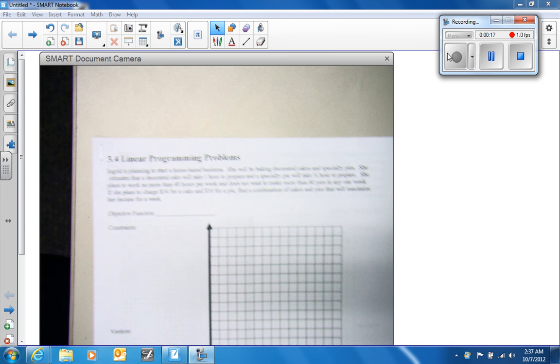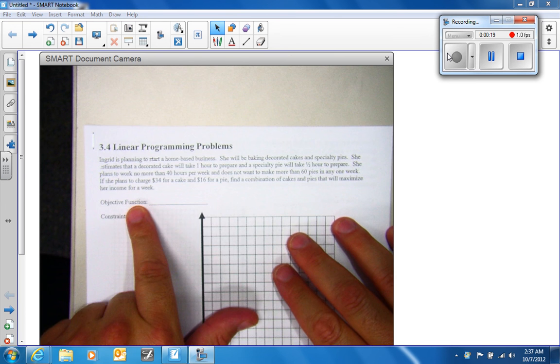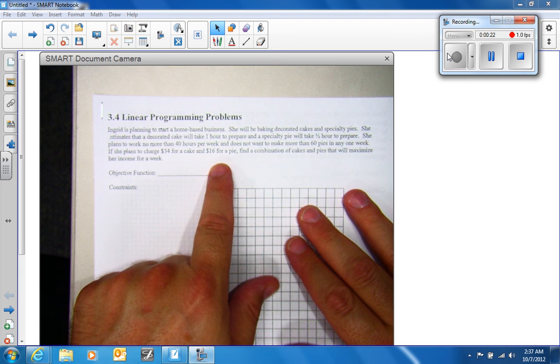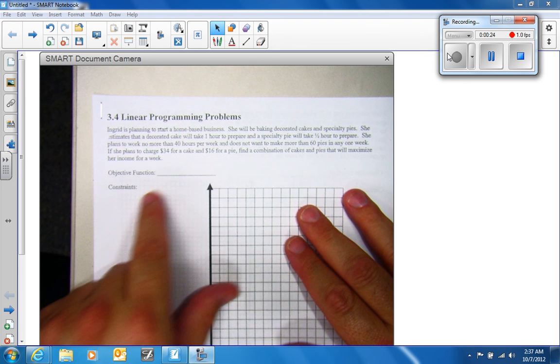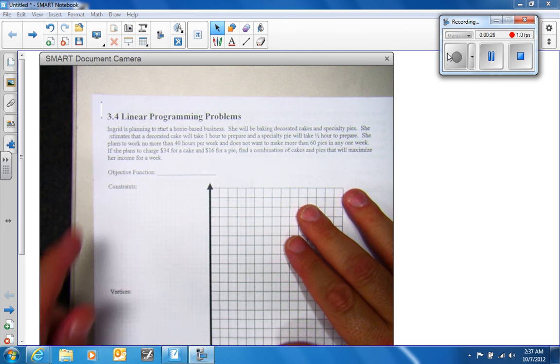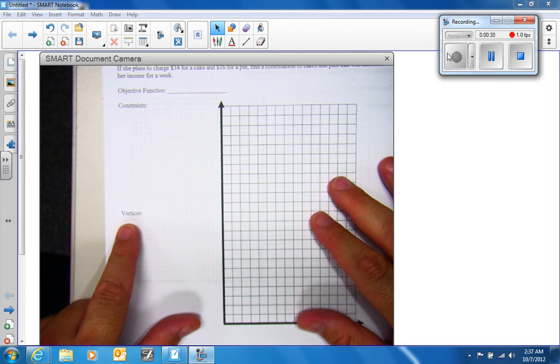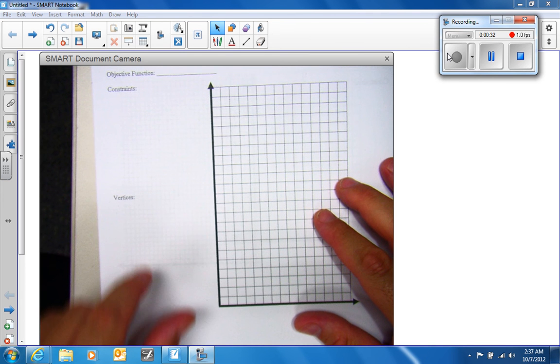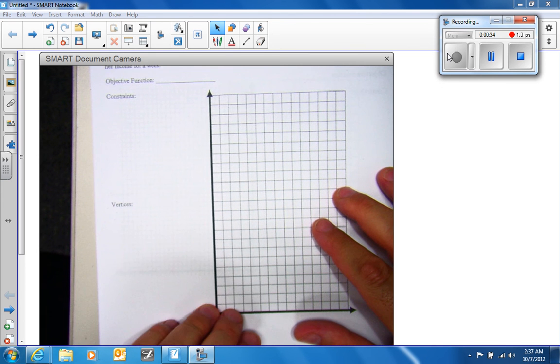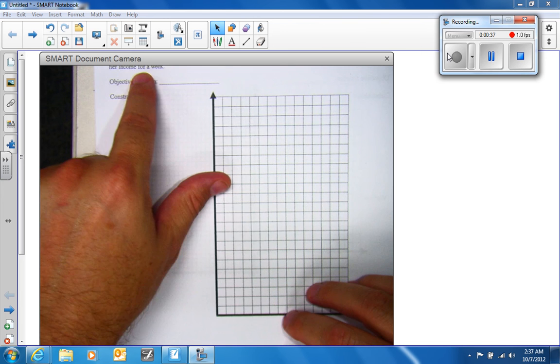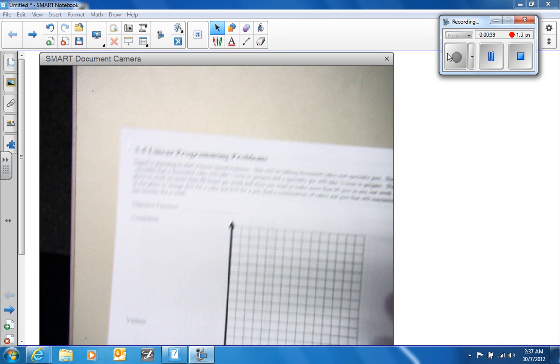What you're going to do is you need to find the objective function, which is usually in the last sentence. Look within the problem for the constraints, and then once you graph it, you're going to look for the vertices. And then once you find your vertices, you're going to plug them back into the objective function to answer the question, probably the very last sentence. Okay? So you'll have Ingrid.